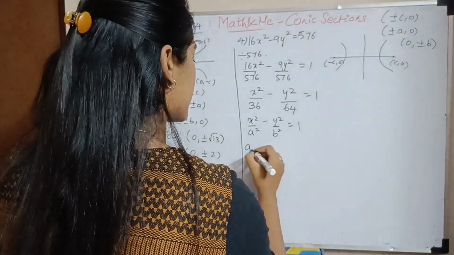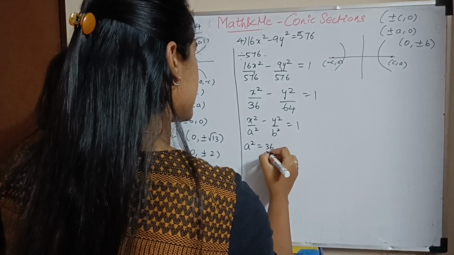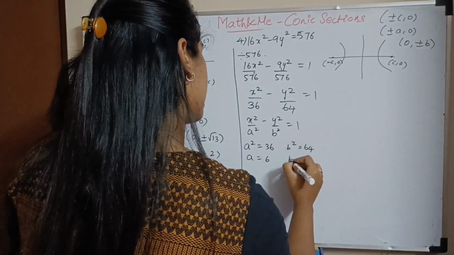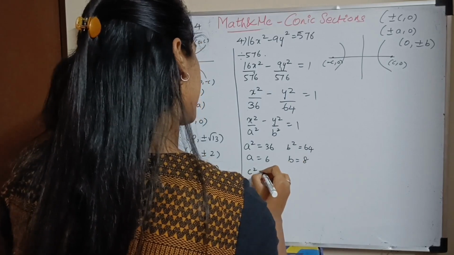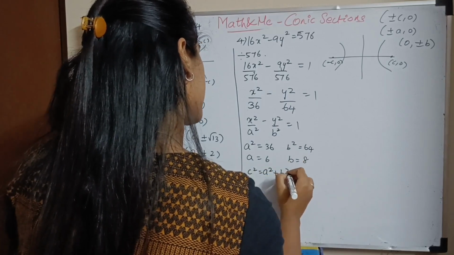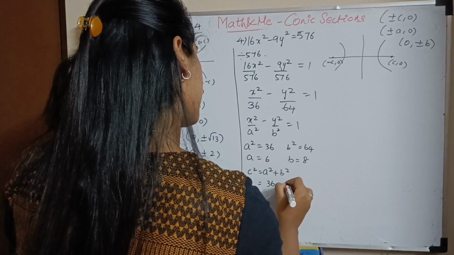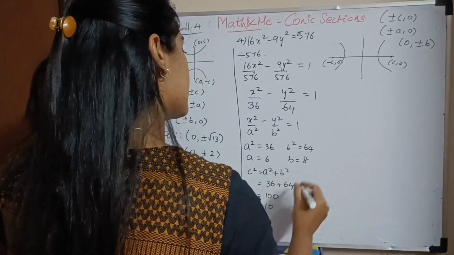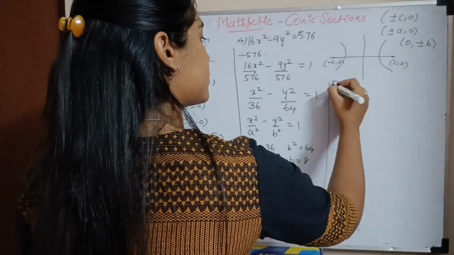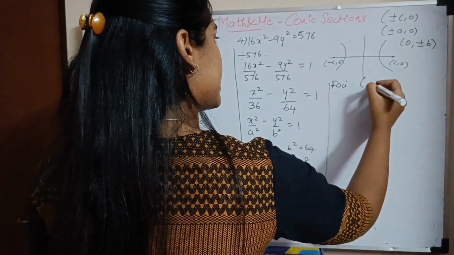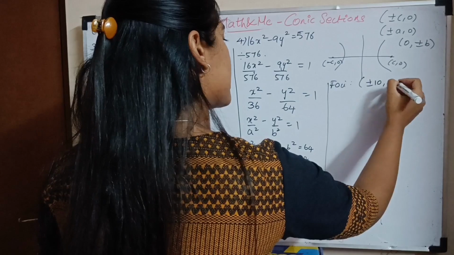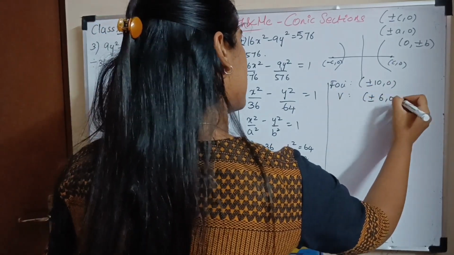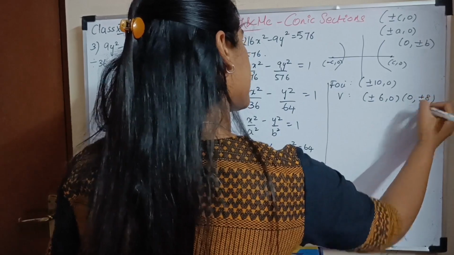Okay. So my a square is 36, a equals 6. B square is 64, b equals 8. C square equals a square plus b square, which is 36 plus 64, which is 100. So c equals 10. So how does my foci look like? Foci is plus or minus 10, 0. Vertices are plus or minus 6, 0, 0, plus or minus 8.